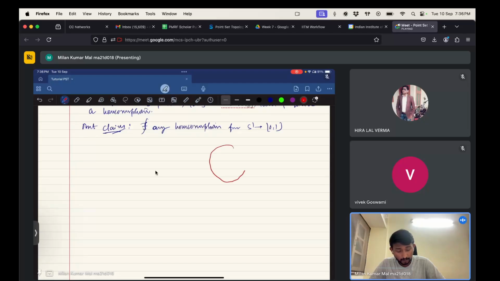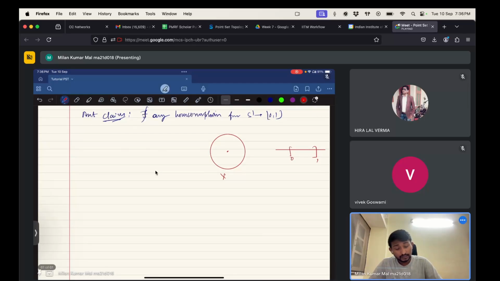Suppose this is the circle S1. This is the center, and this is X. And this is the interval 0 to 1. Now, suppose there is a bijection. A bijection means that for every point between 0 and 1, there should exist a point on this circle.